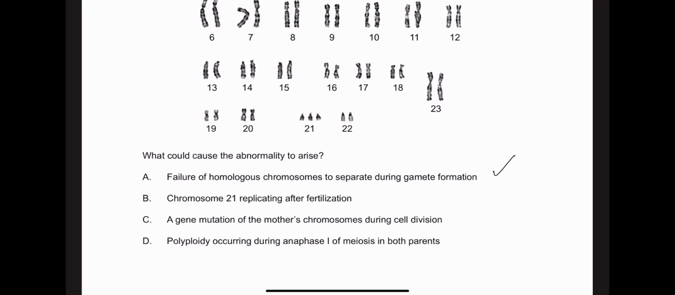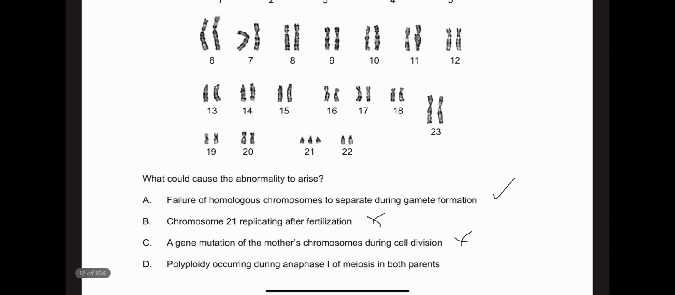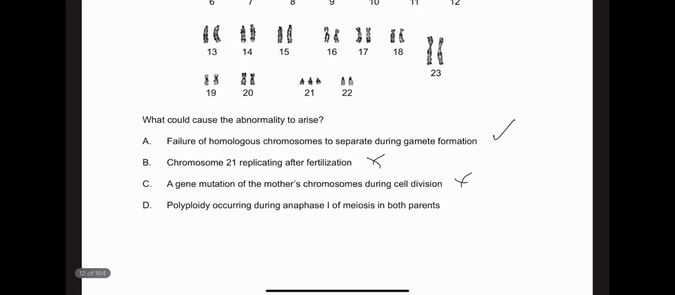Chromosome 21 replicating after fertilization, that's not possible. Gene mutation of the mother's chromosomes during cell division, this would not cause an extra chromosome 21. Polyploidy occurring during anaphase 1 of meiosis in both parents. That would not specifically cause what we're seeing in this karyogram here. It would not look like this if it was polyploidy. So our answer is A.